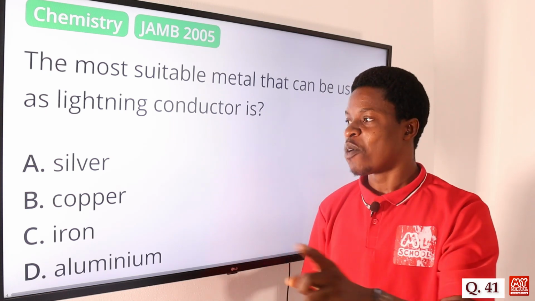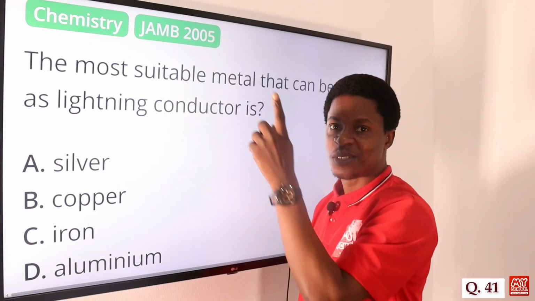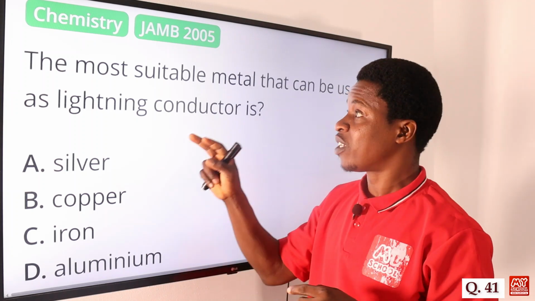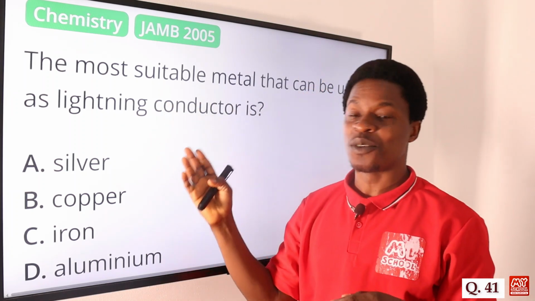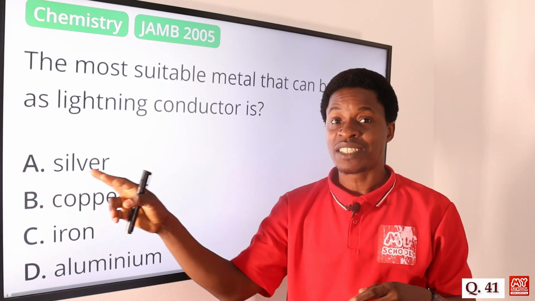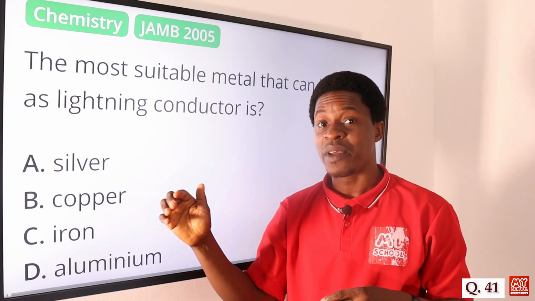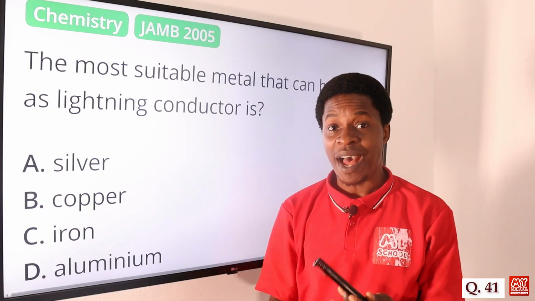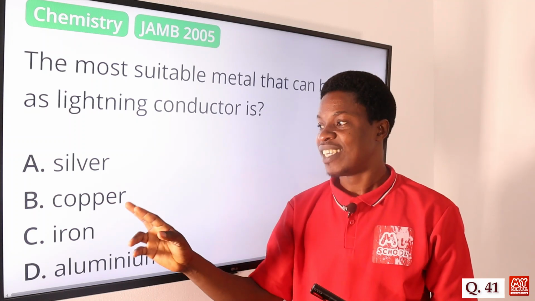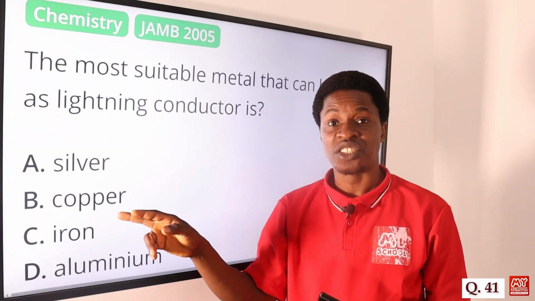But we will not go for silver, even though it is the most effective, because the question says the most suitable. If both of them are effective as lightning conductor, the most suitable is usually copper, because silver is so expensive to use. If we have two options and one is cheaper and can still do the same function, I think it is wise for us to go for the cheaper one.